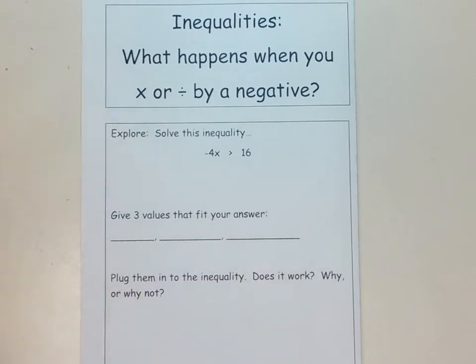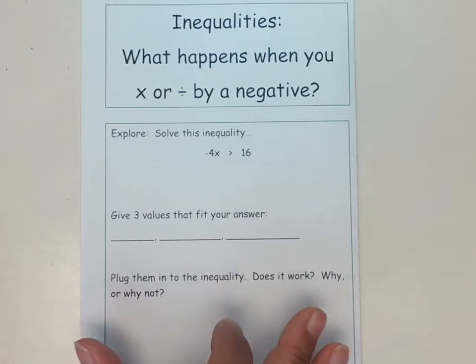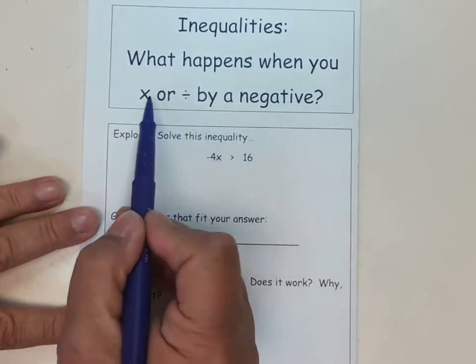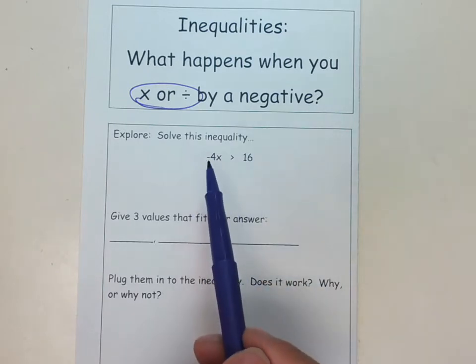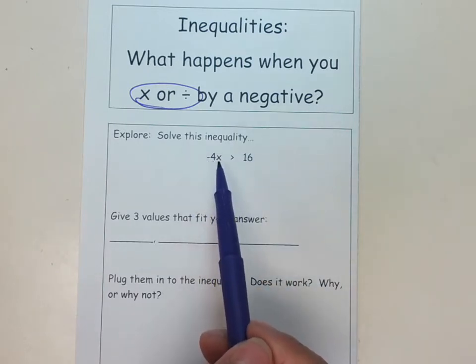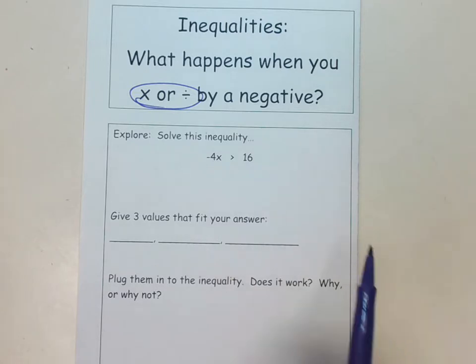There is one exception, kind of like in language arts. There's one exception to this rule. What happens when you're multiplying or dividing by a negative number? And only multiplying and dividing. So in this case, negative 4 times x is greater than 16.